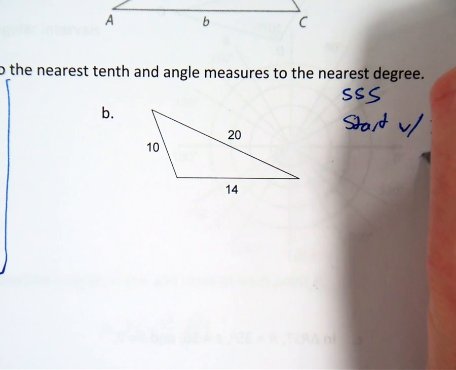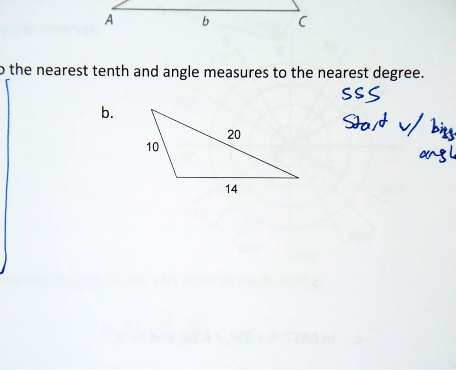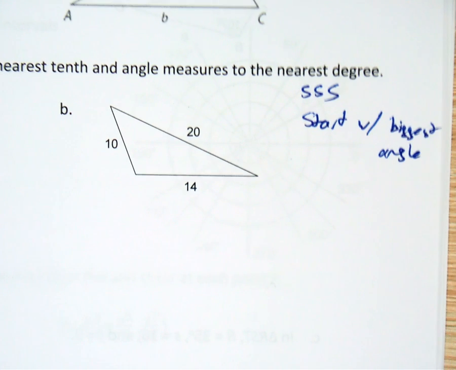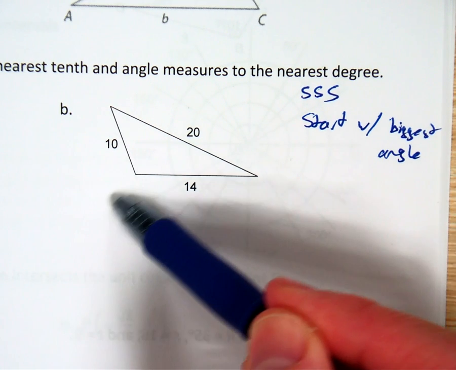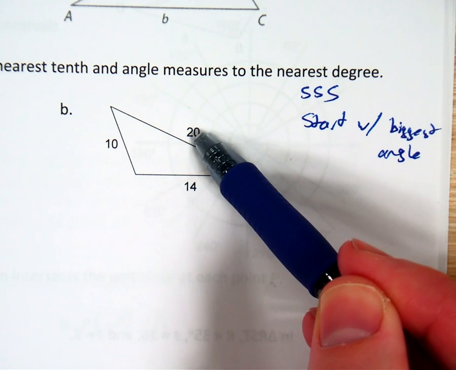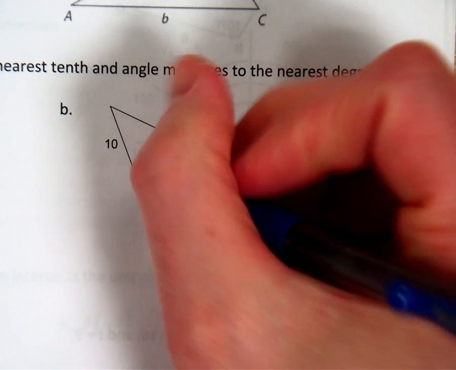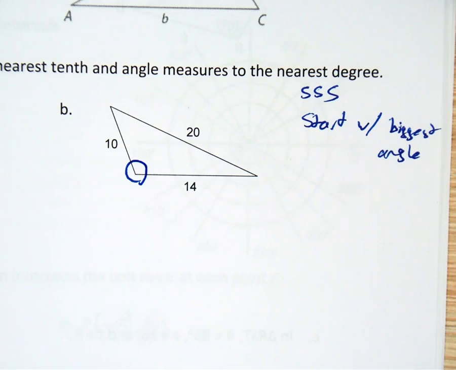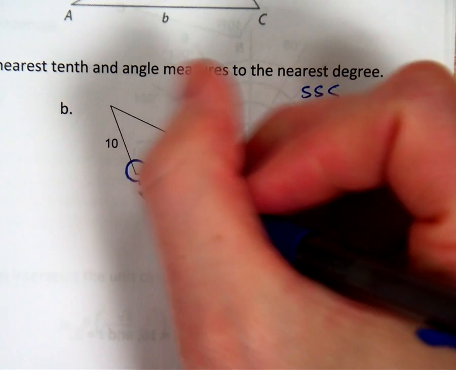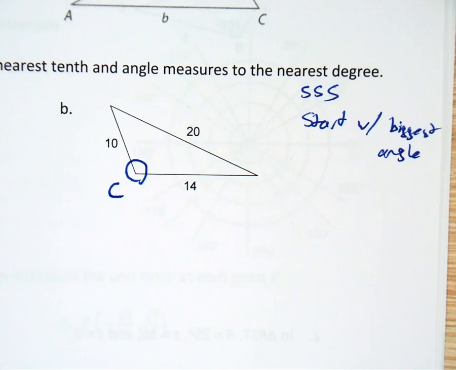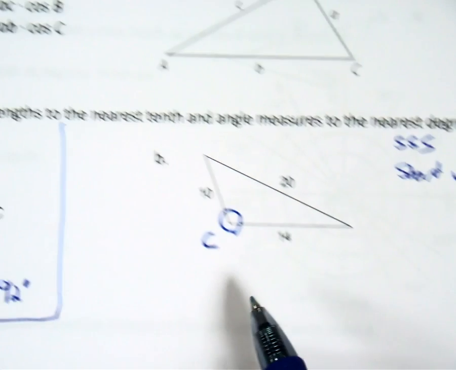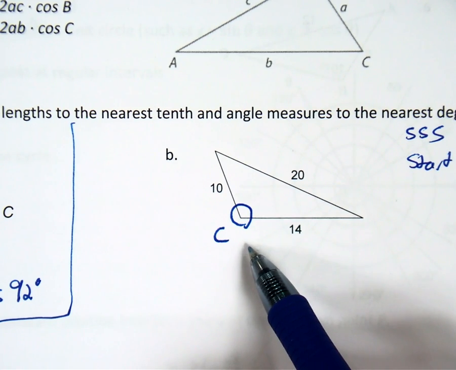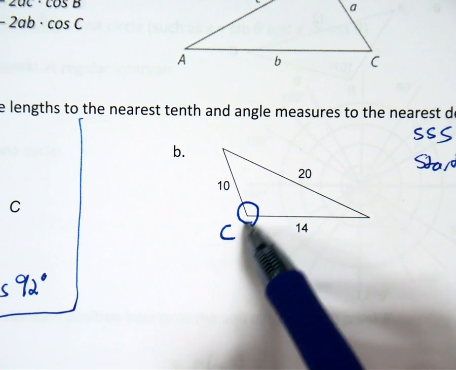Biggest angle. How do I know which one's the biggest angle? Back to geometry. Biggest angle is across from the biggest side. So 20 is the biggest side, which means this is the biggest angle. Okay, these aren't labeled, so you can call it whatever you want. I'm going to call this one angle C.